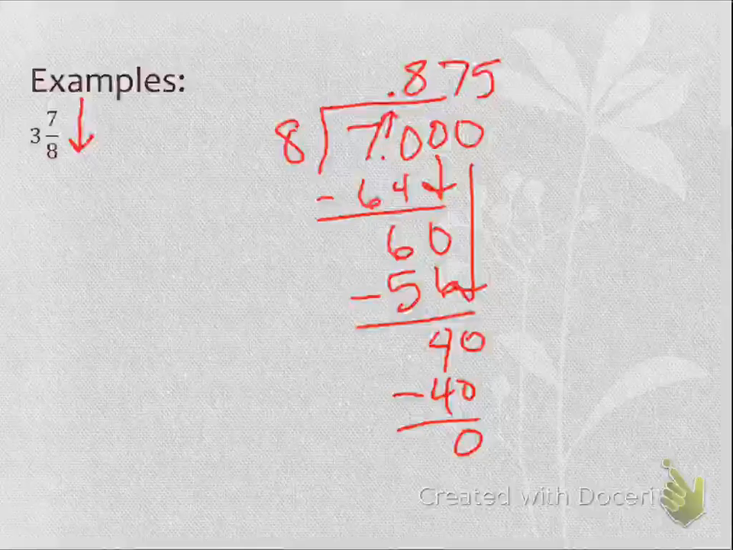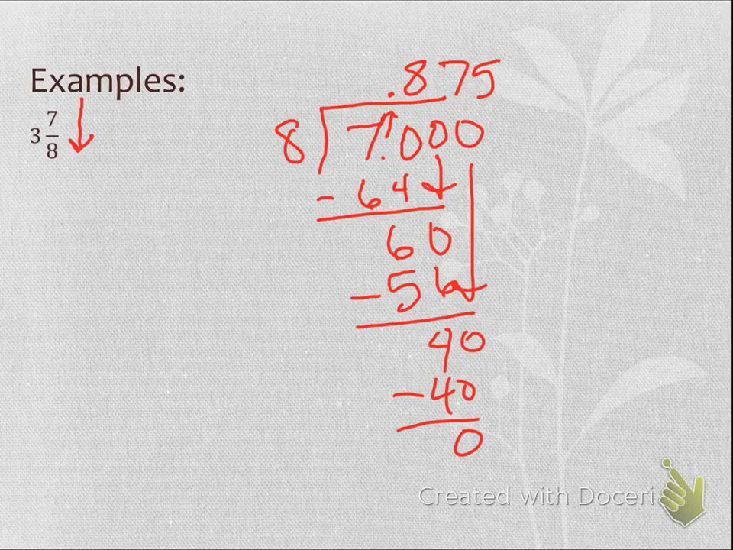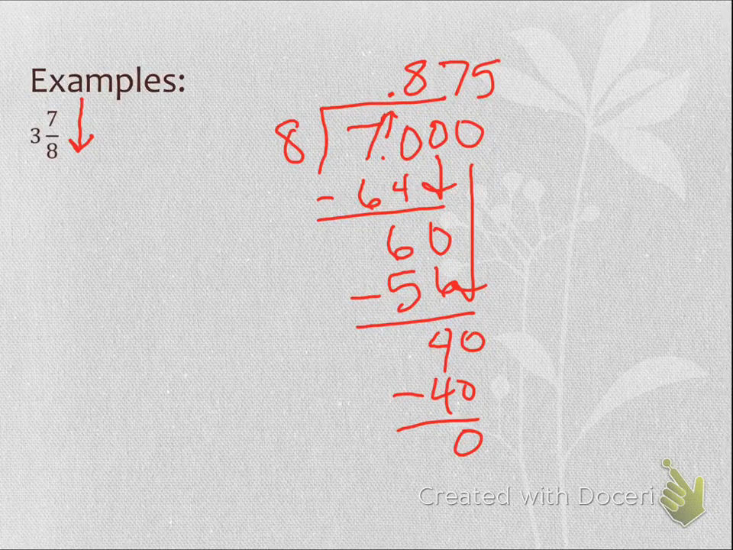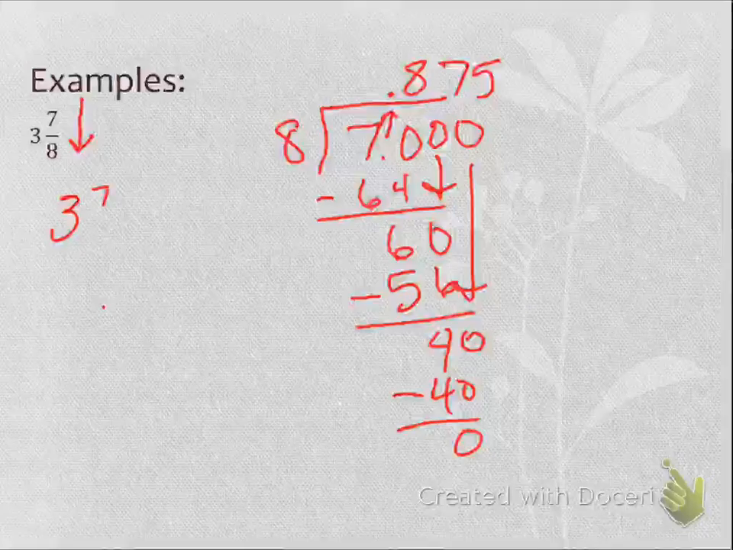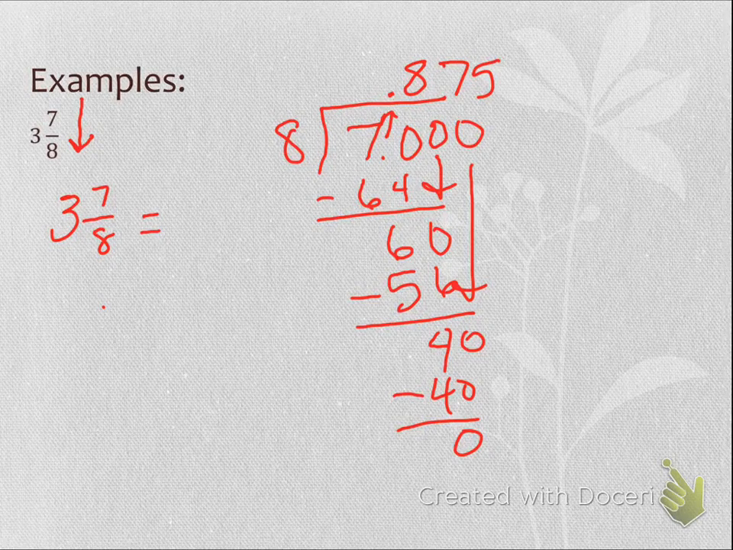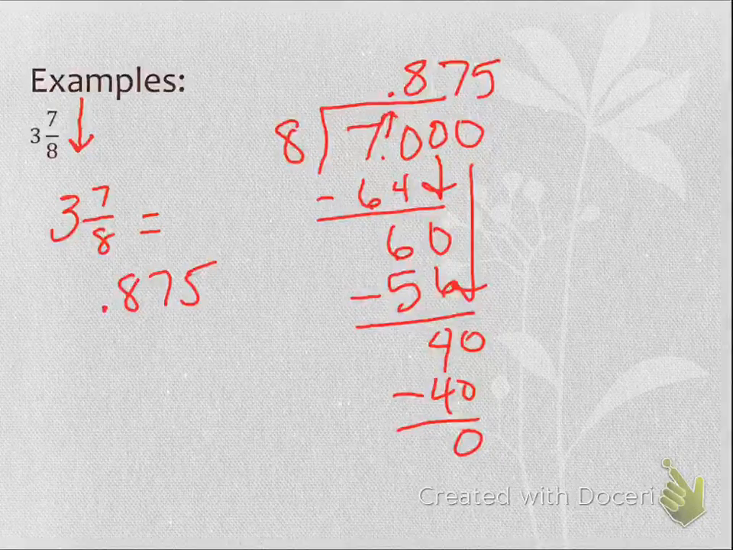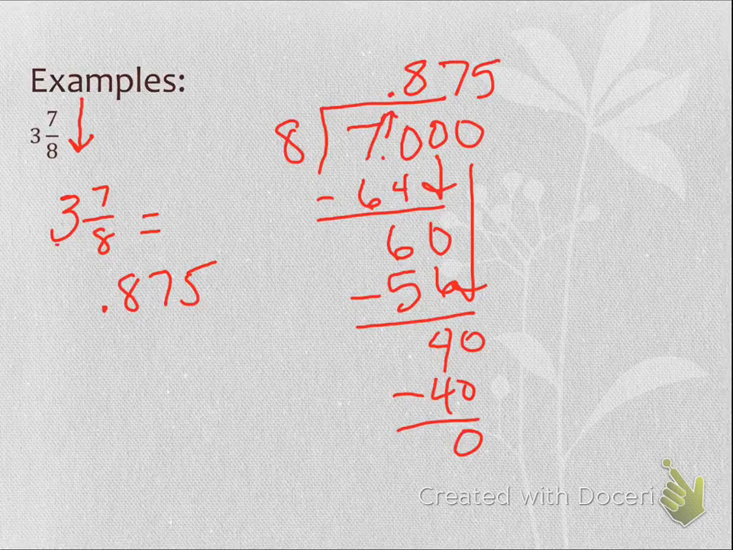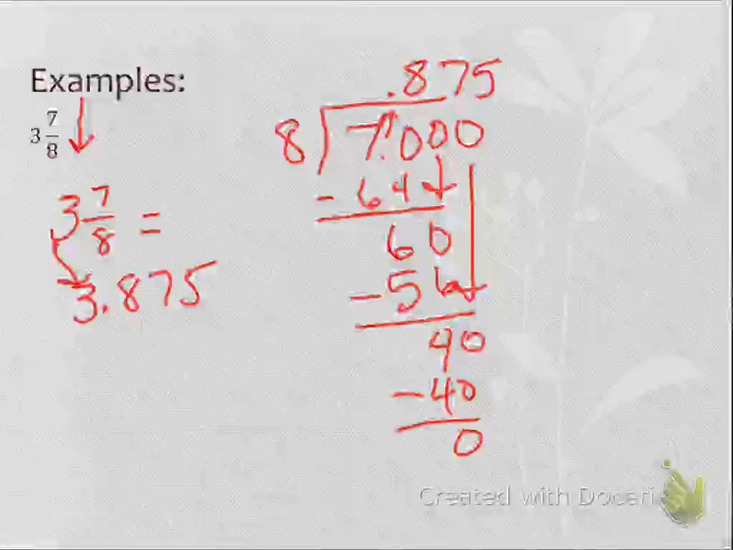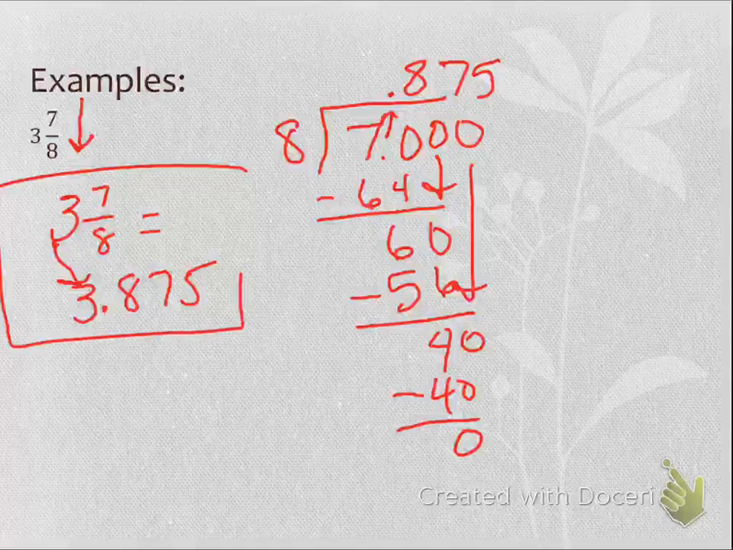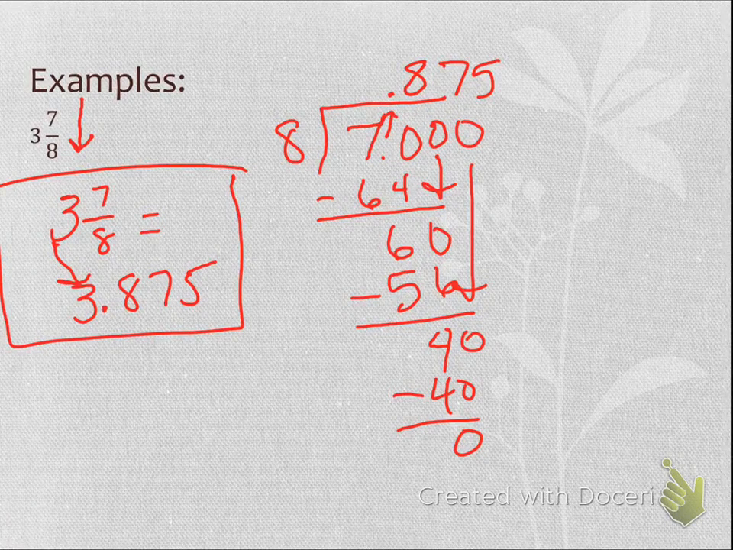So this is my decimal, 0.875. And what I'm going to do is write my 0.875 here. So 3 and 7/8 is equal to this 0.875. And then I am going to simply put my whole number 3 where it belongs, which is right here in front of my decimal point. So when you look at it like this, you can say 3 and 7/8 is equal to 3 and 875 thousandths. Okay?